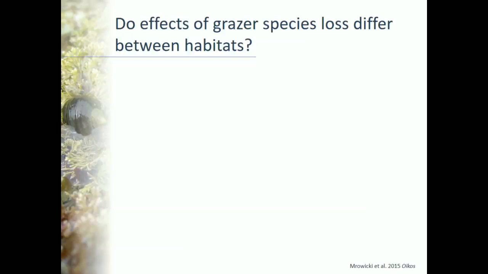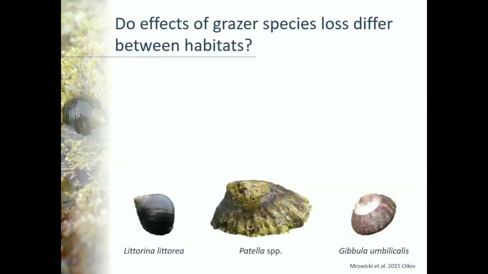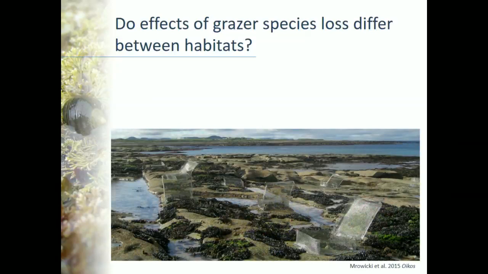So we went back out, tried to look at what would happen in different habitats, playing with the same sort of grazer species, back out into the field. We used the rocky shore, where you can find them in various different microhabitats: in rock pools, mussel beds, you find them everywhere. But in rock pools you get much more diverse algal assemblages compared to on the bare rock, whereas mussel beds are sort of a halfway situation.